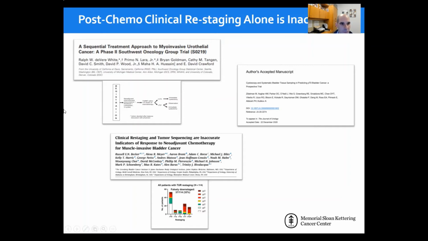So there was a SWOG study from several decades ago at this point where patients were presented with the option of immediate cystectomy versus observation. Somewhere around 40% of patients who had clinically no evidence of disease who underwent an immediate cystectomy were found to have residual muscle invasive disease. And this was seen in recent work, both from the Hopkins group as well as the group at Fox Chase. So unfortunately, despite our best intentions, clinical staging alone, even when TURBT is performed, is frequently inaccurate.